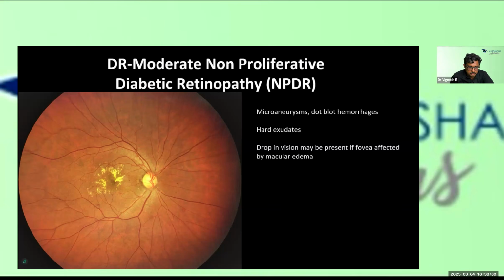The next stage is moderate NPDR, where the patient can have microaneurysms, hard exudates, dot blot hemorrhages, and in this fundus image, we can see a lot of hard exudates around the fovea. If there is fovea involving diabetic macular edema, then the patient will have a drop in vision.